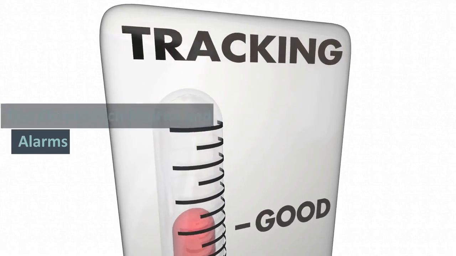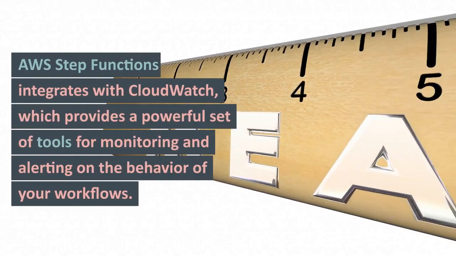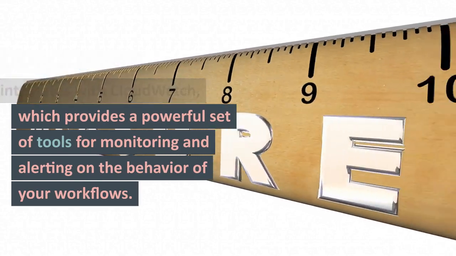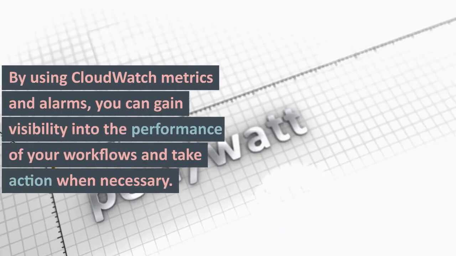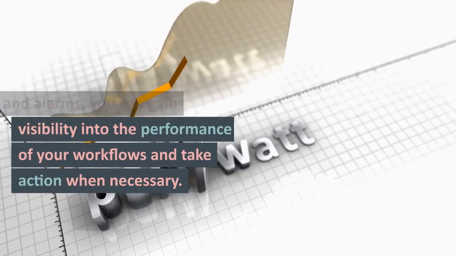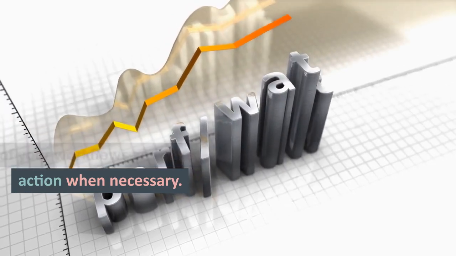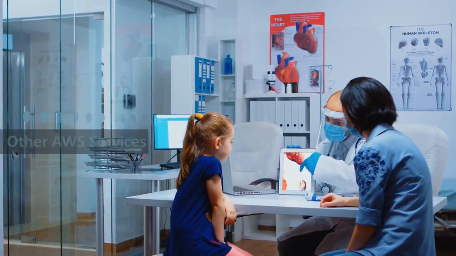Use CloudWatch metrics and alarms. AWS Step Functions integrates with CloudWatch, which provides a powerful set of tools for monitoring and alerting on the behavior of your workflows. By using CloudWatch metrics and alarms, you can gain visibility into the performance of your workflows and take action when necessary. Use Step Functions with other AWS services.